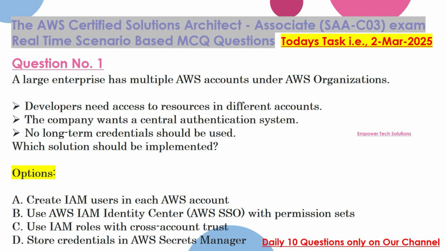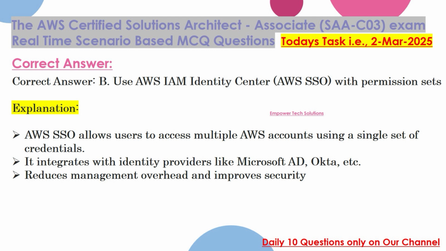Options: A. Create IAM users in each AWS account. B. Use AWS IAM Identity Center, AWS SSO, with permission sets. C. Use IAM roles with cross-account trust. D. Store credentials in AWS Secrets Manager. Correct answer: B. Use AWS IAM Identity Center, AWS SSO, with permission sets.